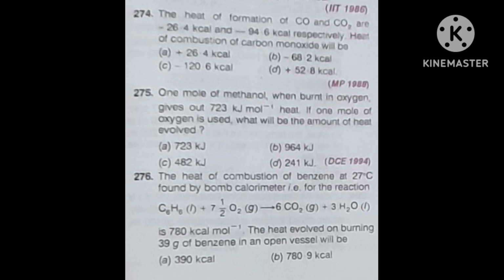Then here you just balance it. After balancing you will get C2H6 plus 7 by 2 O2, which means 3.5 O2. Then it will give 2 CO2 plus 3 H2O. This balanced equation you have to write: C2H6 plus 7 by 2 O2, which means 3.5, and the products will be 2 CO2 plus 3 H2O. After that you can easily solve it.